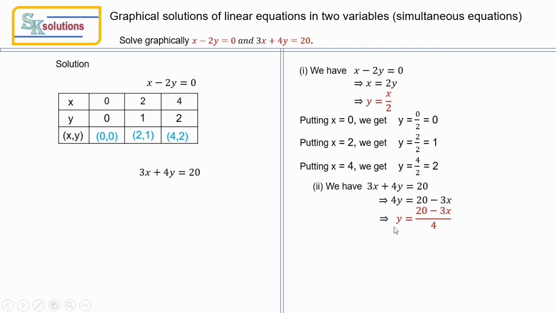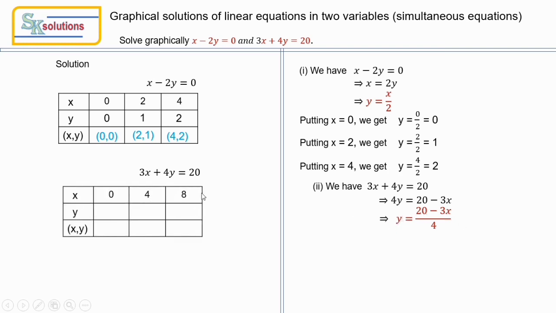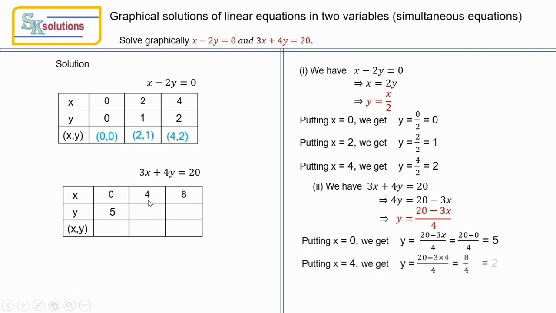Now we will find the values of y for which the values of x are 0, 4 and 8. Putting x is equal to 0, we get y is equal to 5. Putting x is equal to 4, we get y as 2. Putting x is equal to 8, we get y as minus 1. Now the coordinates are (0, 5), (4, 2) and (8, minus 1).